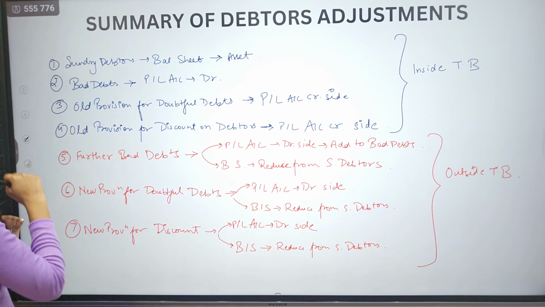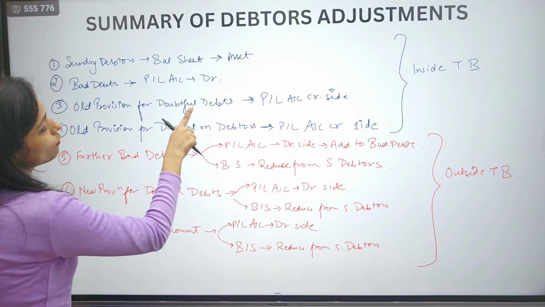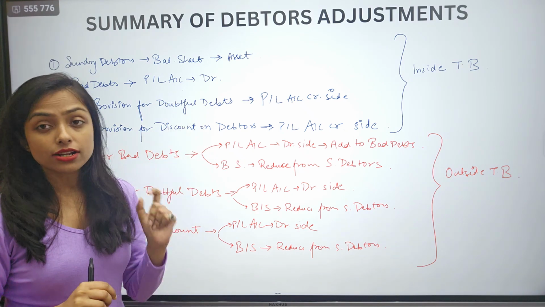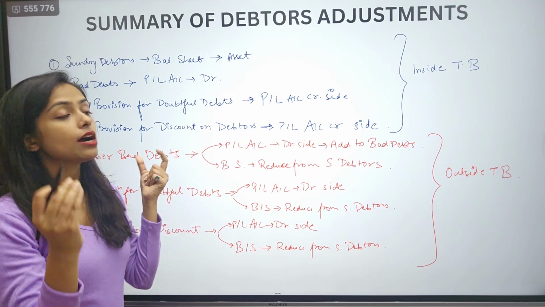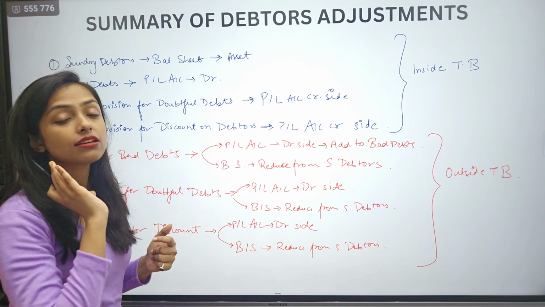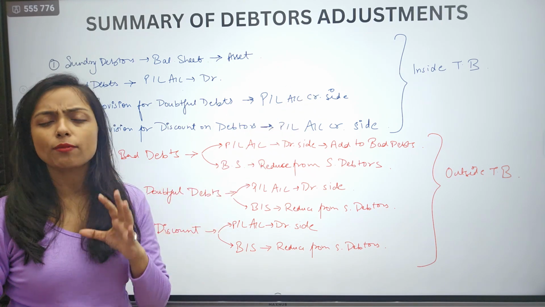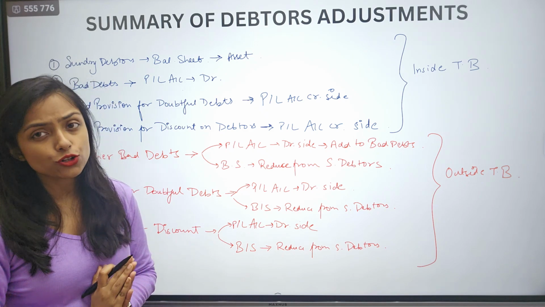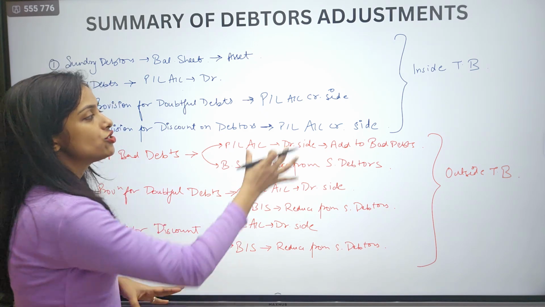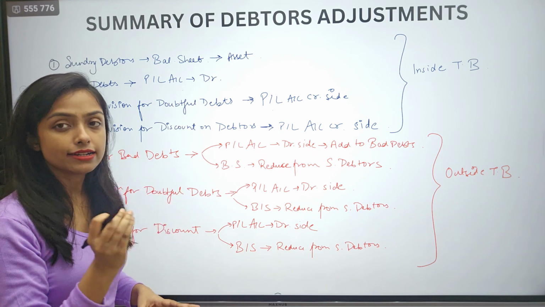Next step. If you have any old provision for doubtful debts, it will be given inside the trial balance. Pick it up from there and write it on the credit side of the profit and loss account. No matter whether it is more than your new provision or less than your new provision, do not worry about it. Just write it on the P&L account's credit side.